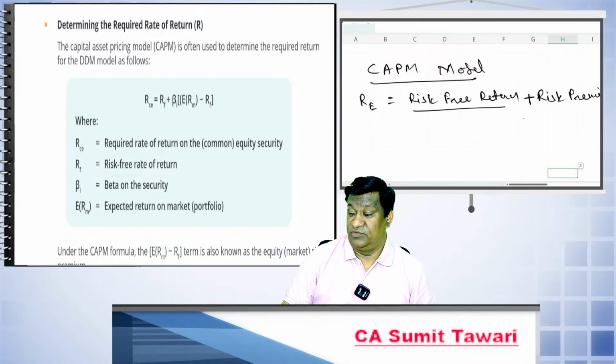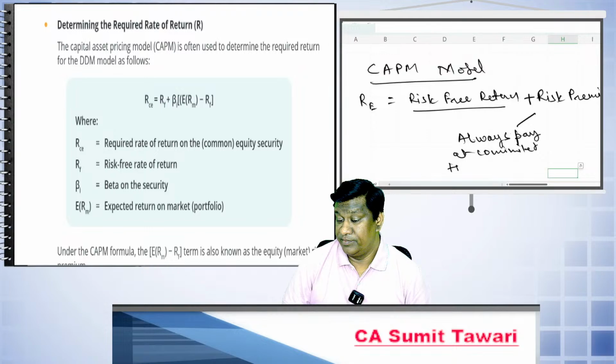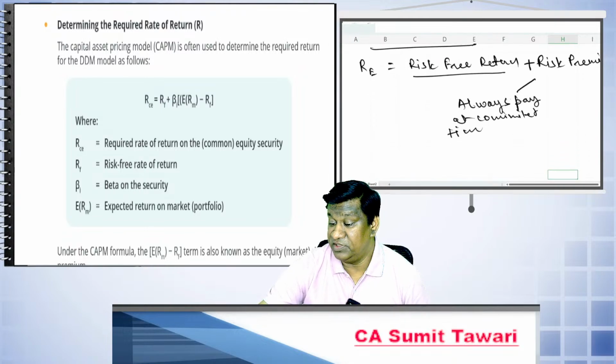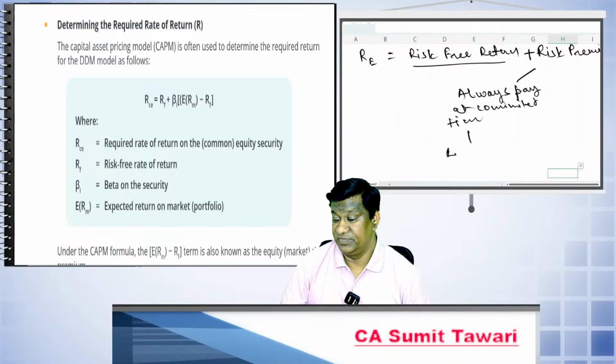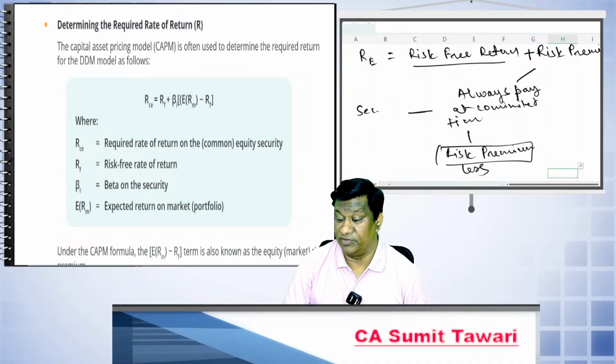In the past, if that corporate always paid at the committed time, maybe the risk premium is less. Why? Because they always met their commitments. But still you are charged the risk premium because it is not secured by the government. So there is some risk.